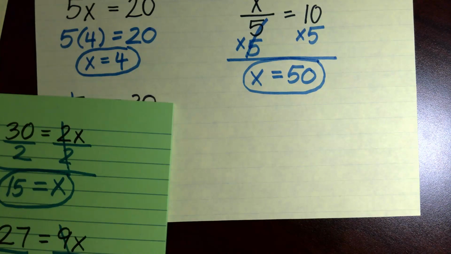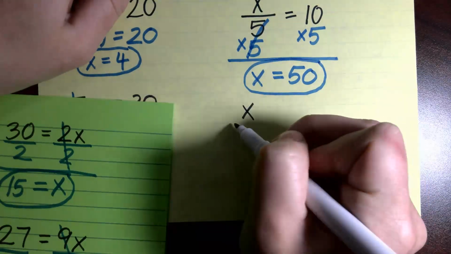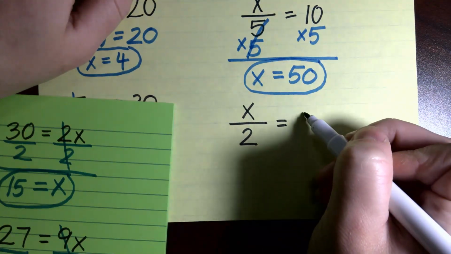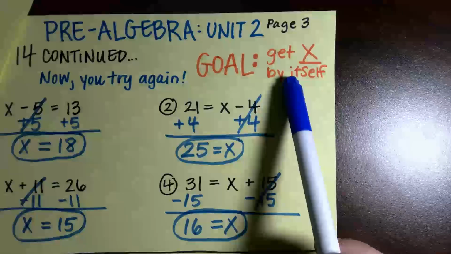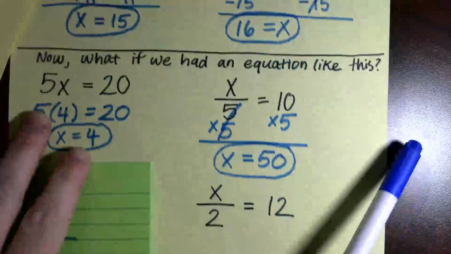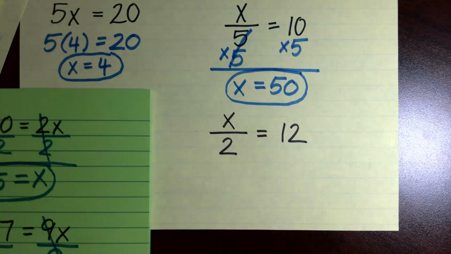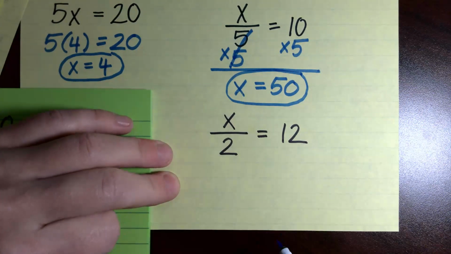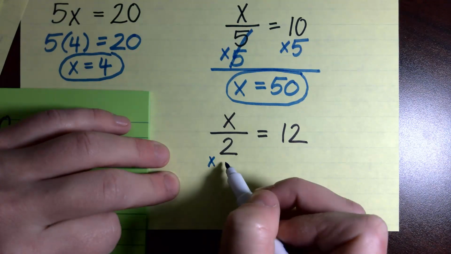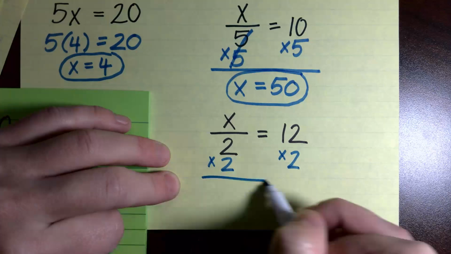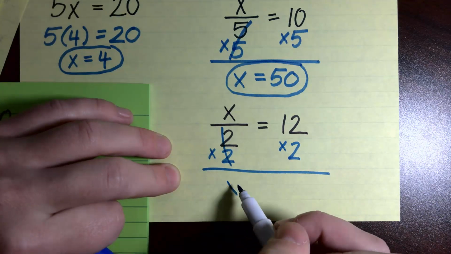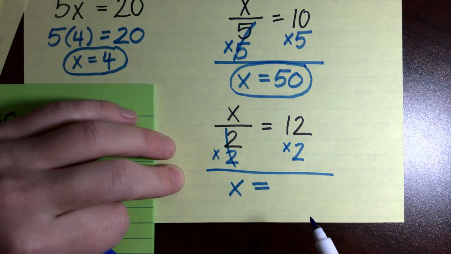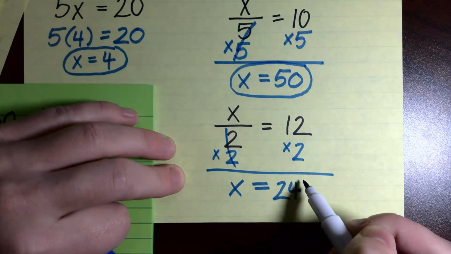How about one more like that? X divided by 2 equals 12. What's our goal, first of all? Oh, to get the x back. Yes, we always want to get x by itself. So how do we do that here? Yes, we have x divided by 2. We need to do the opposite and multiply by 2 to both sides. Okay? What happens with my 2's? They cancel. So I'm going to get x equals, what's 12 times 2? 24. Good job, guys. You're really getting this.